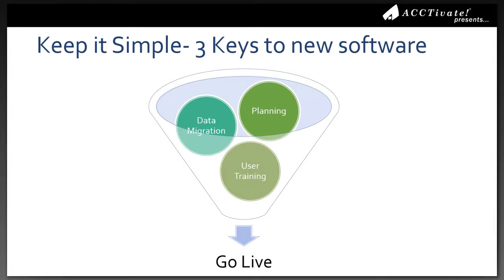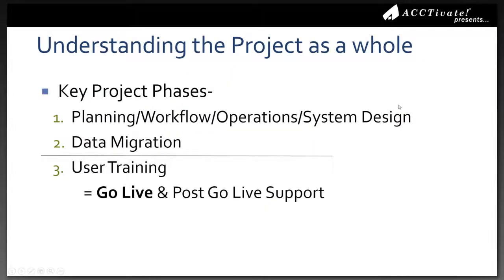Now, I basically break down the implementation into 3 key areas or key phases. And these are planning, data migration, and user training. All of those 3 things together lead up to going live. So what does it mean to actually go live on the software? Well, going live is when you actually flip the switch and you turn on the new system and you start processing your live business transactions in that new software. And before you can do that, these are the things that have to happen.